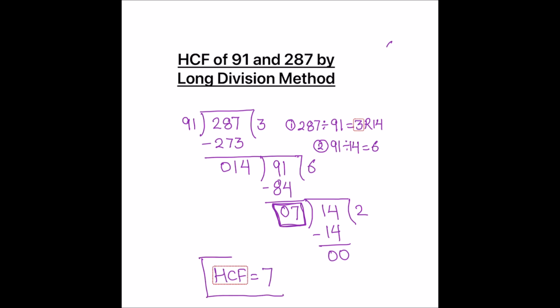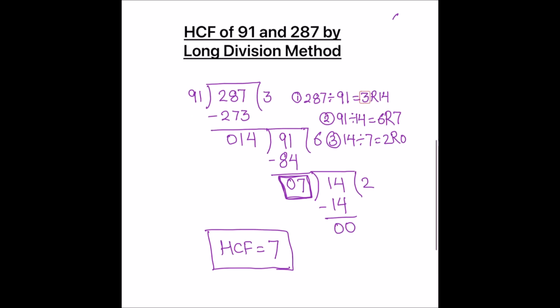This is our final answer, and here we write the third step, which is 14 divided by 7, which equals 2. This is 7 twos are 14, and 14 minus 14 is 0. So in the long division method, whichever divisor gives the remainder as 0 will be the HCF of the two numbers. So this is how we find the HCF using long division method.